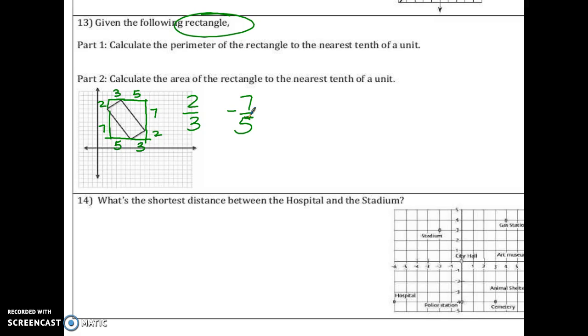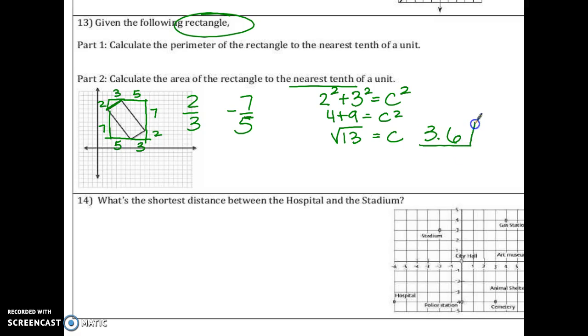So, if we're given this side, we need to find each side length. So we're going to use Pythagorean theorem, 2 squared plus 3 squared equals c squared. This would give us 4 plus 9, and the square root of 13 is the c. So square root of 13, and it does say round to the nearest tenth, which is 3.6. So 2 of these sides is 3.6.